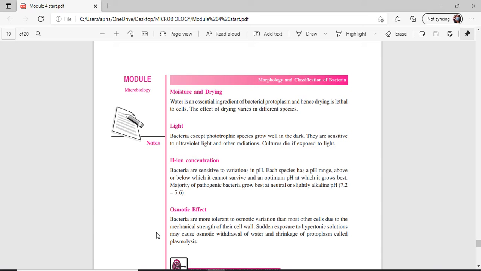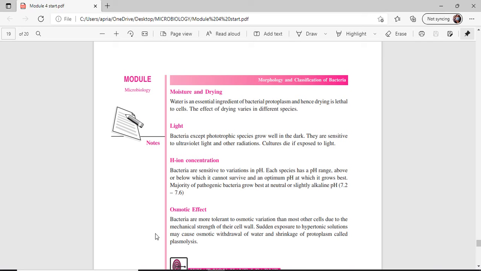Then you have your hydrogen ion concentration or pH. Your bacteria are sensitive to variations in pH. Each species has a different pH range, above or below which it cannot survive, and an optimum pH at which it grows best. The majority of your pathologic bacteria grow best at a neutral to slightly alkaline pH, or 7.2 to 7.6.